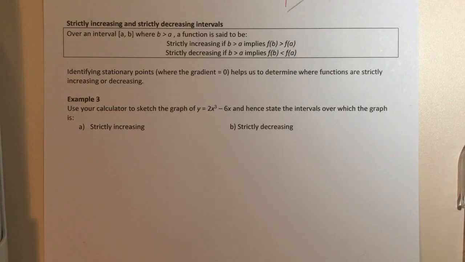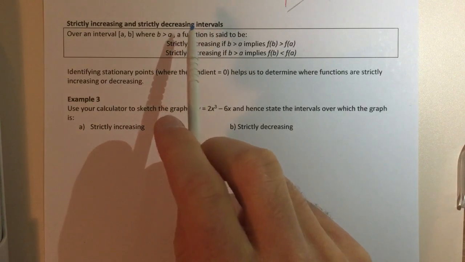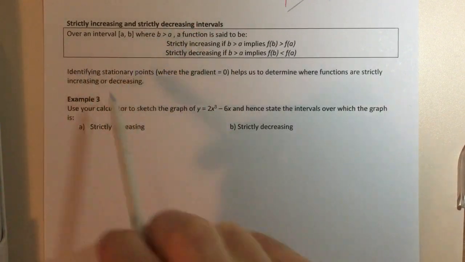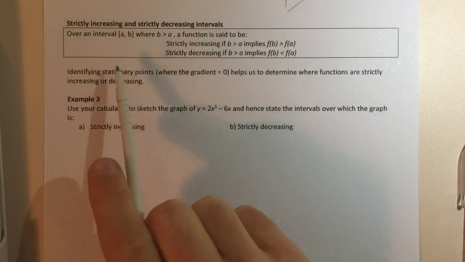All right, so we're just going to quickly go through this last example of 9b here, and this is a little section on strictly increasing and strictly decreasing intervals. This kind of idea seems relatively straightforward, but can be a little bit tricky, particularly with one part of this.